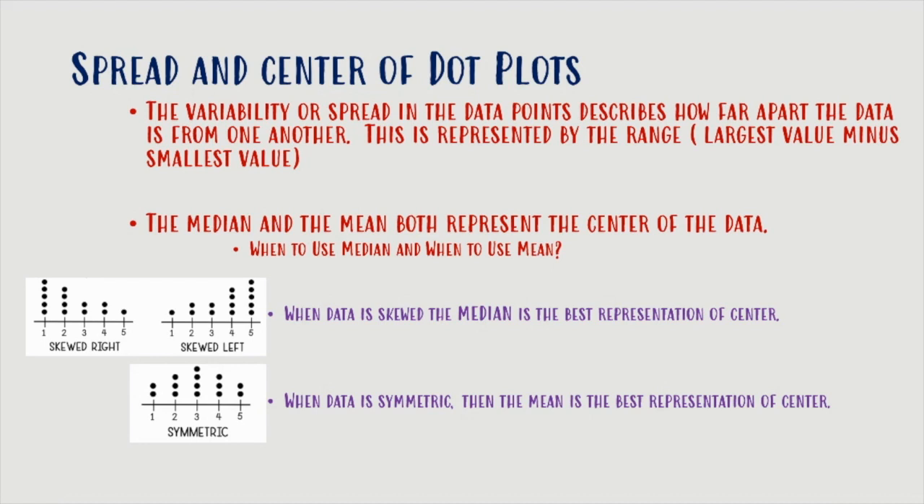When we use the median and the mean, we're going to use it in specific instances given the shape of the dot plot. So if our dot plots are skewed either to the left or the right, the median is going to be the best representation of center for that. And then if it's symmetric, then the mean is going to be the best representation of center for that. You can use median or mean. It really depends on what the question's asking you. But if you're given the choice, you would choose median if skewed and mean if symmetric.